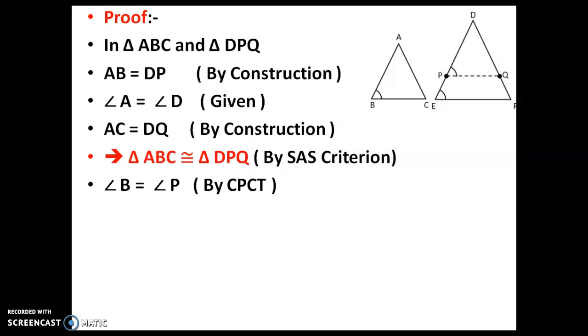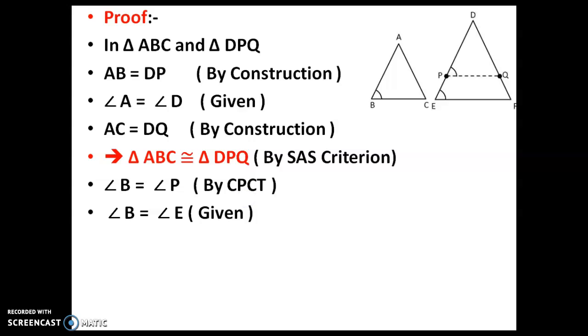So if these two triangles are congruent, we can say that angle B is equal to angle P. Is it not? So this angle B is equal to angle P. Why? Because corresponding parts of congruent triangles are equal. That's why angle B is equal to angle P.